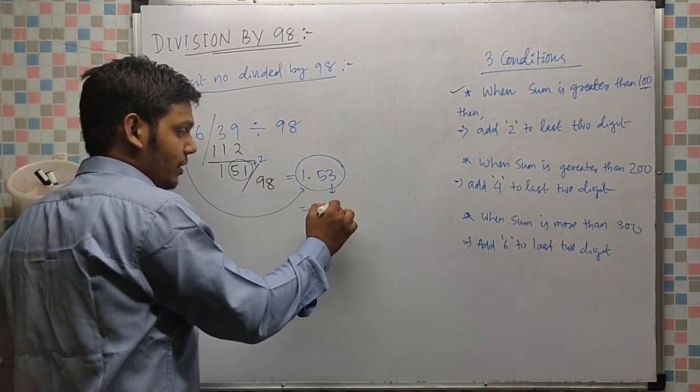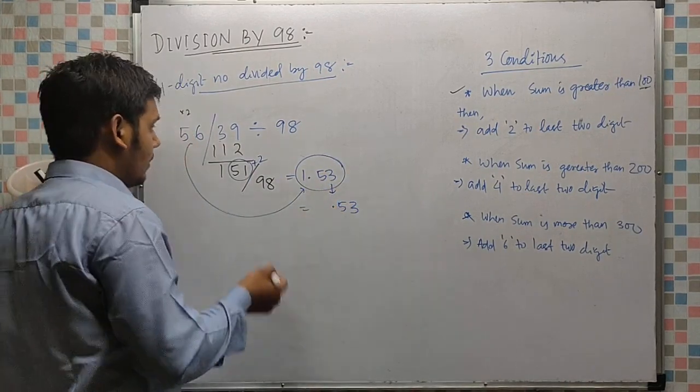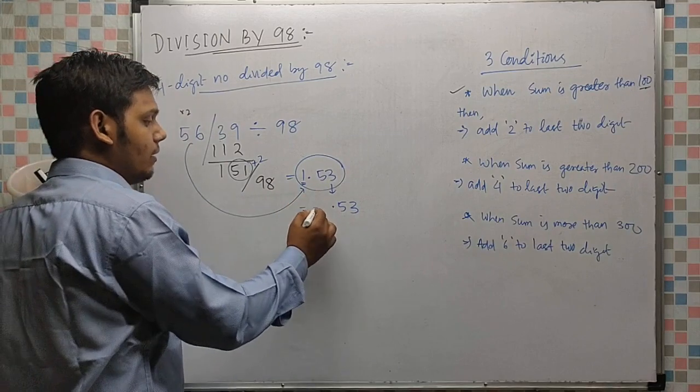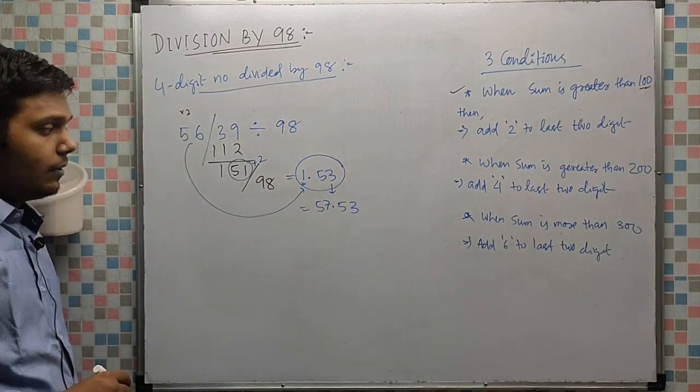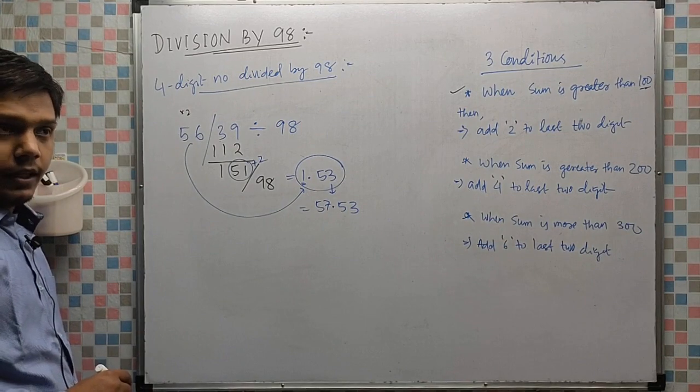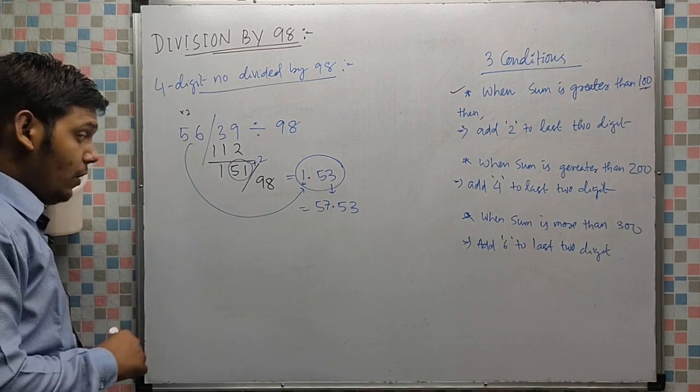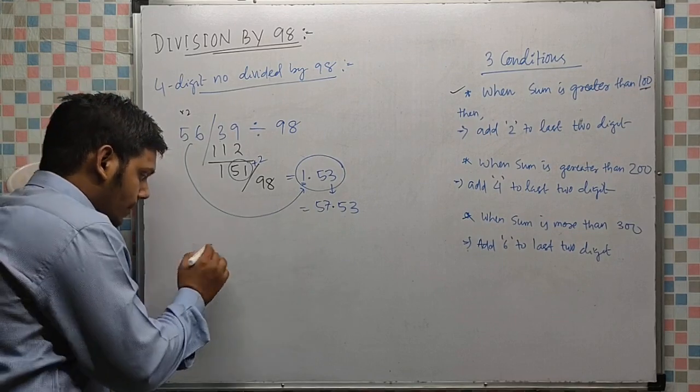So 0.53 you have to write first. 56 plus this 1, that is 57. Answer is 57.53. Clear? Now one more number will do.